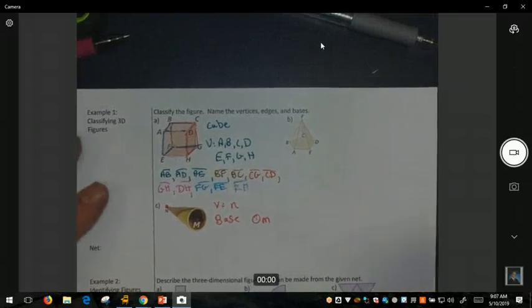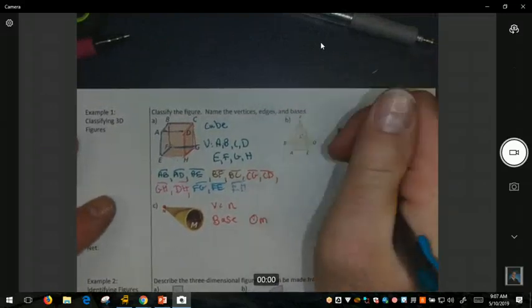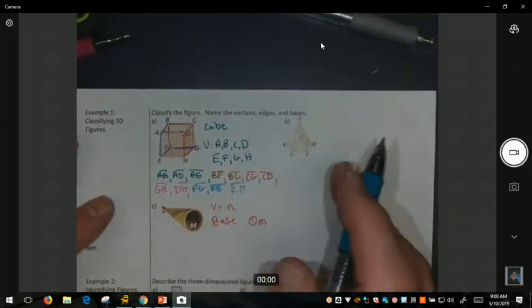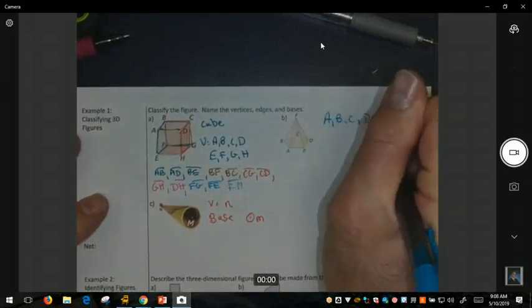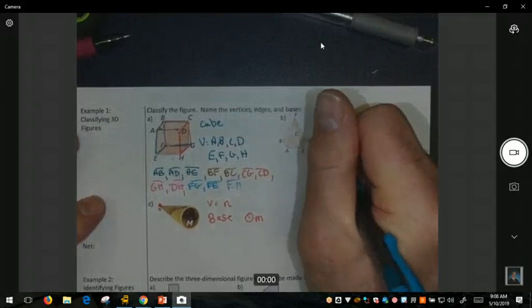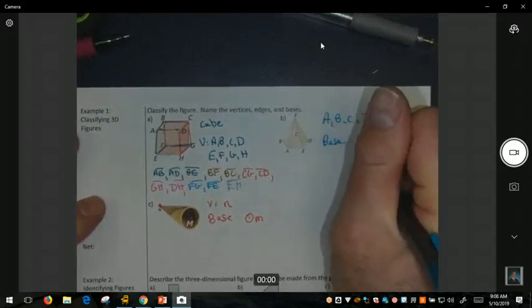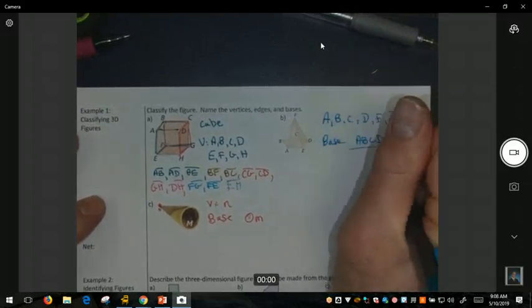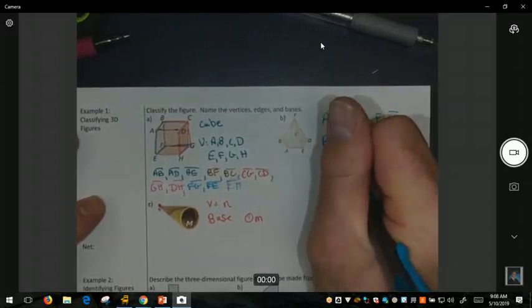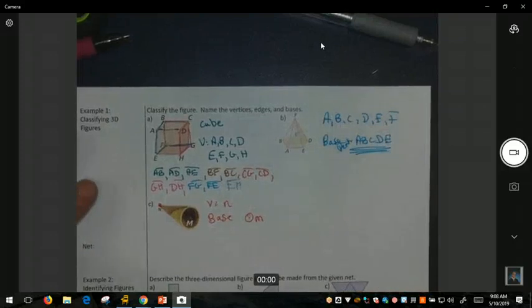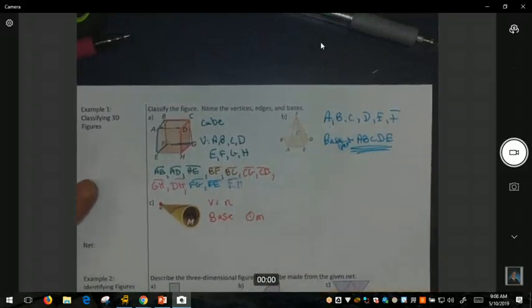It's a little easier when we get to the pyramid because the pyramid has 6 vertices, the 5 of its base and the 1 above. So the vertices are A, B, C, D, E, F. The base is pentagon A, B, C, D, E. Notice the 5 letters for pentagon. Notice the commas to separate the vertices.